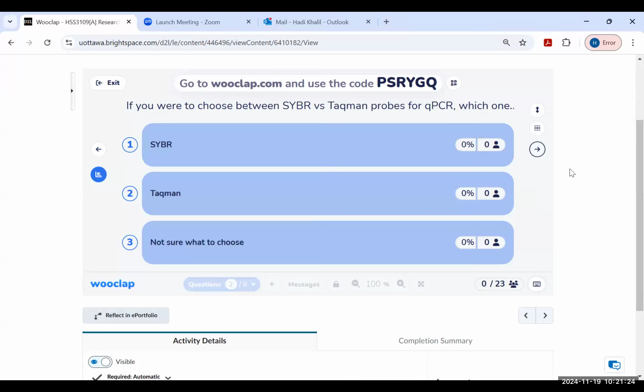If you were to choose between SYBR and TaqMan probes for a qPCR, which one would you choose? You are only 23 in the class today, and I would really appreciate if you answer, even if you don't know 100% the answer to the question.